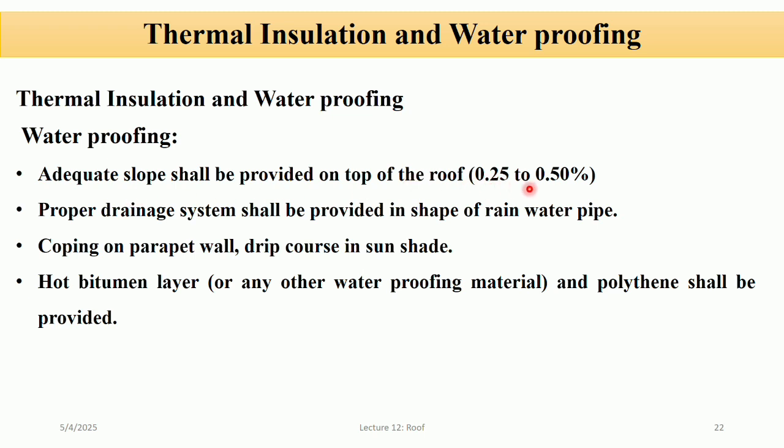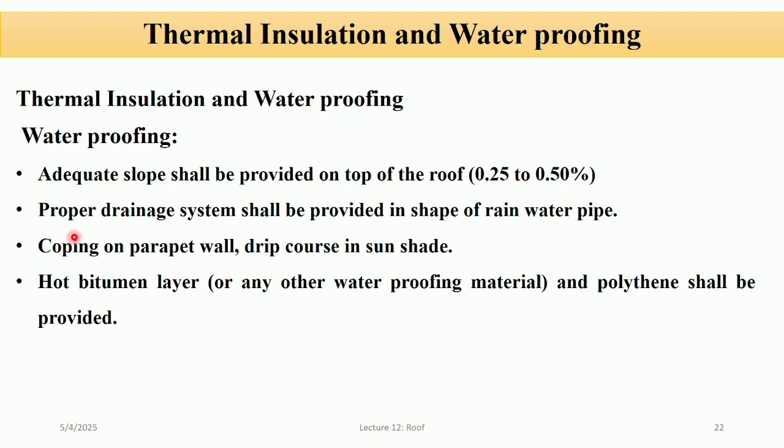So a slope of 0.25 to 0.5% means that the roof drops 2.5 to 5 per meter of length. This small slope is enough to prevent water stagnation, especially on flat or low pitch roofs.